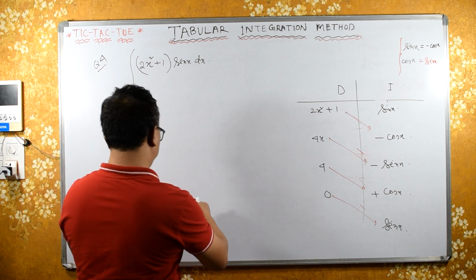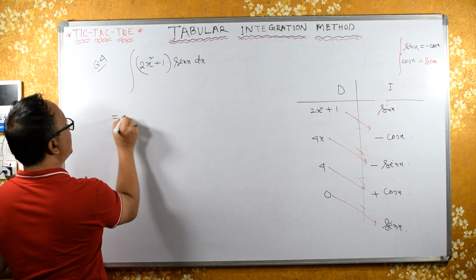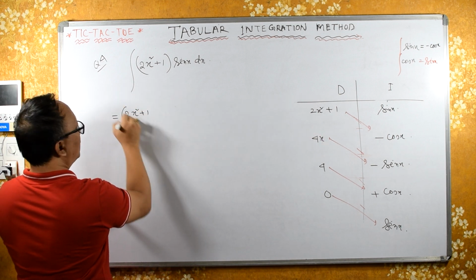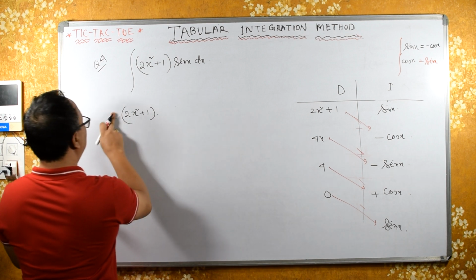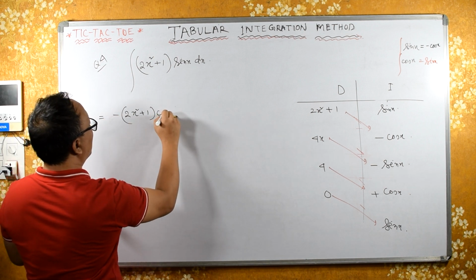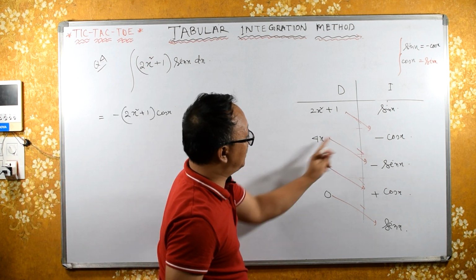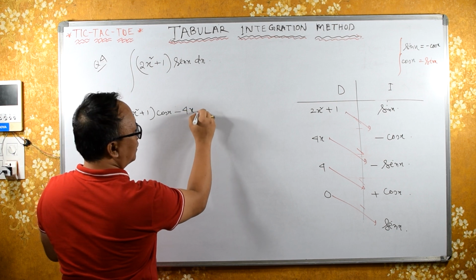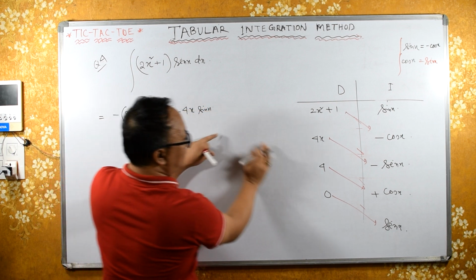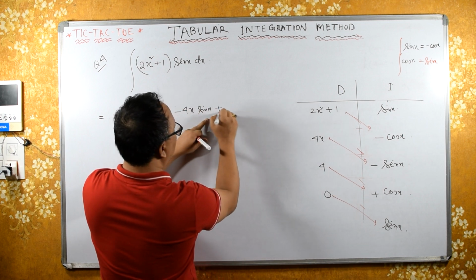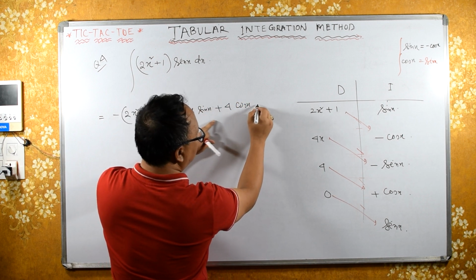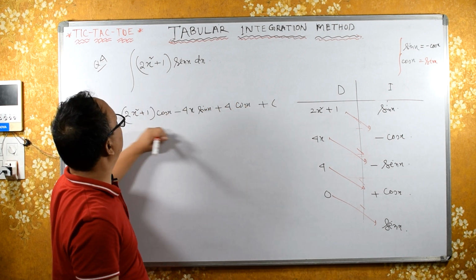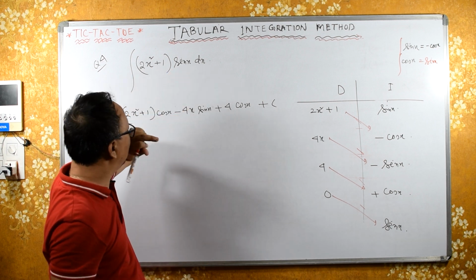Now let's write this down, it is very easy. This equals twice x square plus 1 into, here we have minus, I write minus cos of x, this into this plus. Here since we have minus 4x sine of x, and then plus 4 cos x, and then plus some constant of integration. This into sin x becomes 0. This is the required answer for this integration.